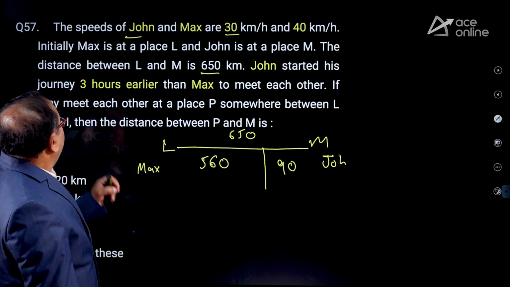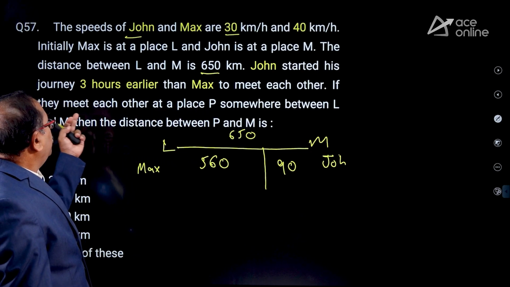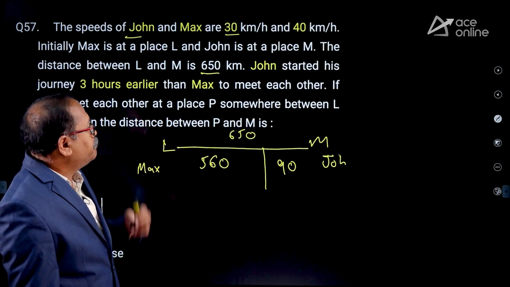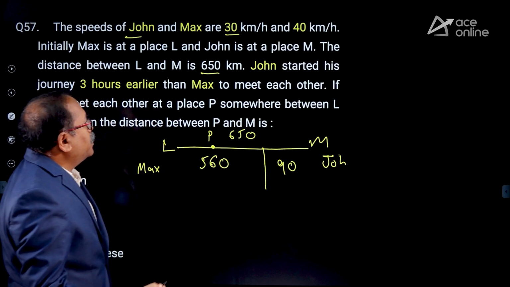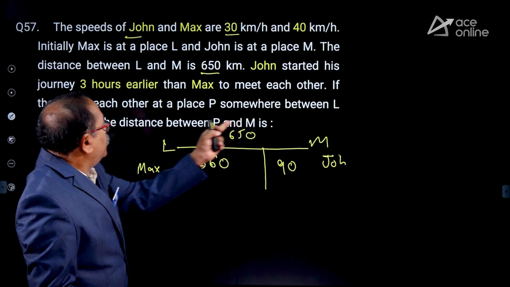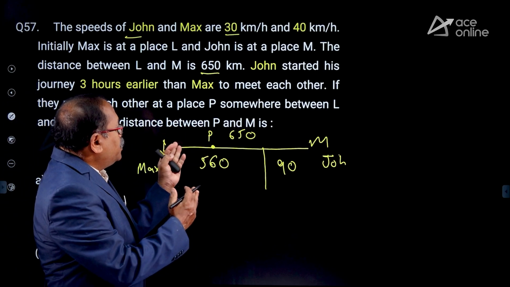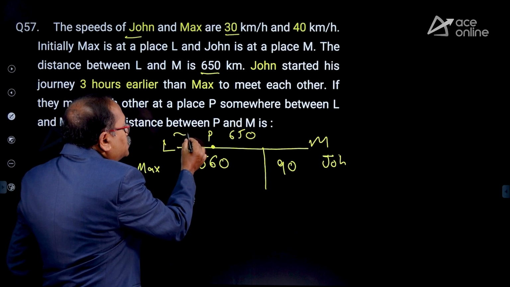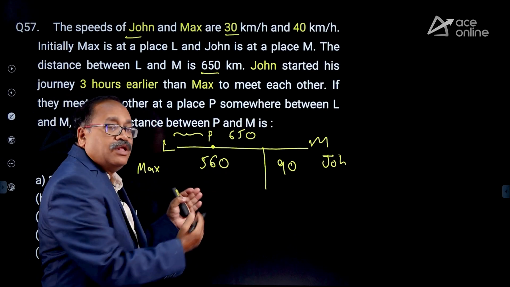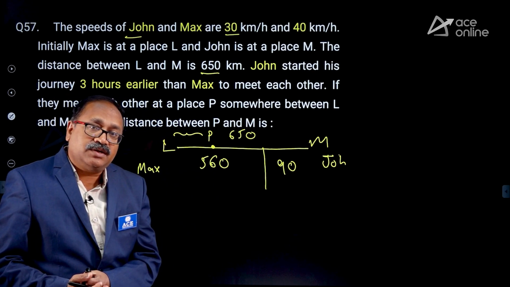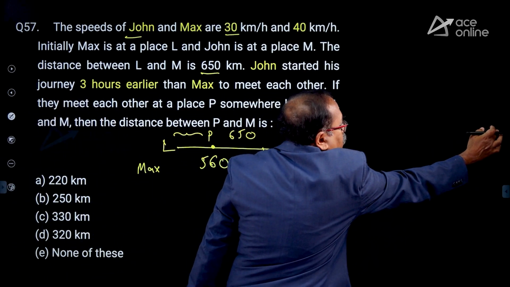Now, what's the question then? Max and John meet each other. If they meet each other at a point P, let's take that this is point P, where both of them are meeting each other, somewhere in between L and M. Then the distance between P and M, I need to find out this distance. So first find out how much time they take to cover 560 with relative speed. And that is 560.